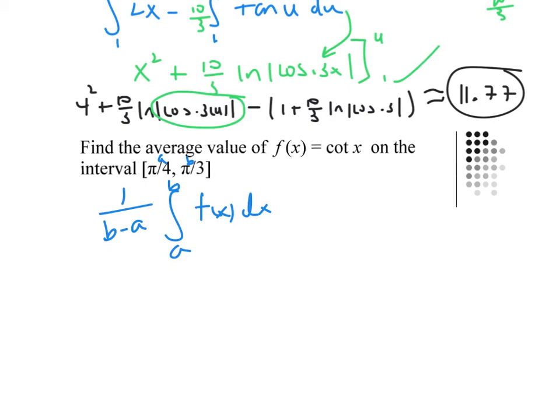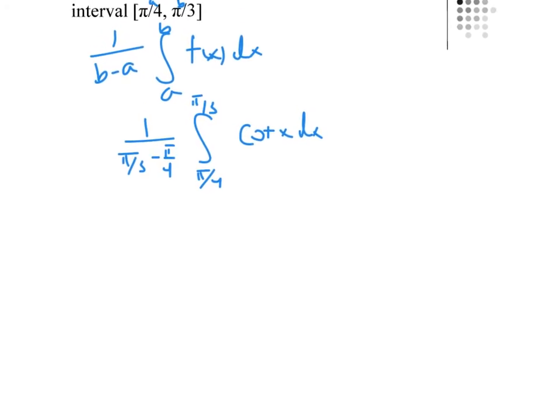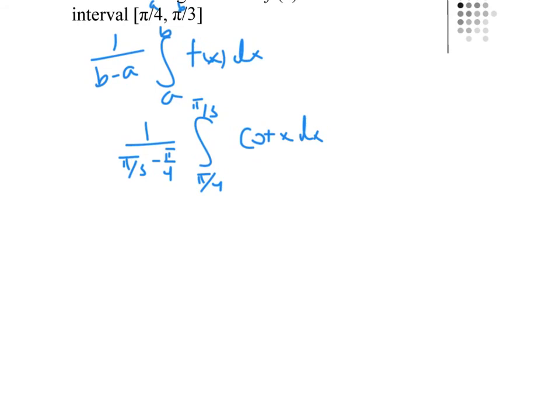So what they really want you to do is just do 1 over pi over 3 minus pi over 4, times the integral from, again, lowest on the bottom, pi over 4 to pi over 3. And then our f of x is cotangent of x dx. So you hopefully are good to go with finding the integral of that.